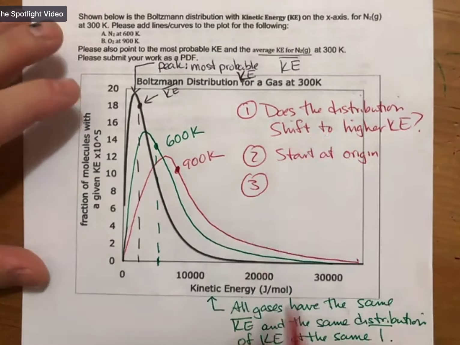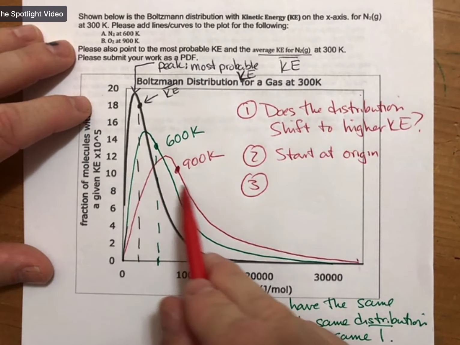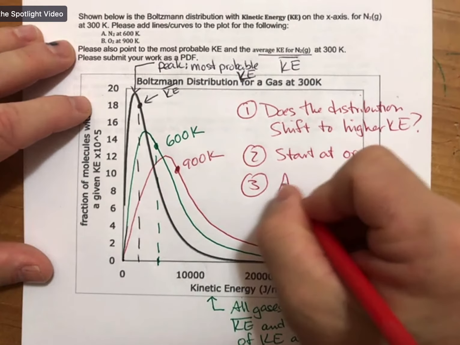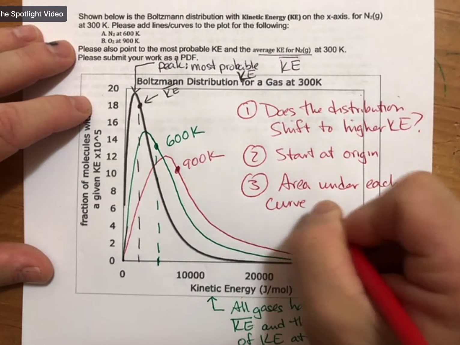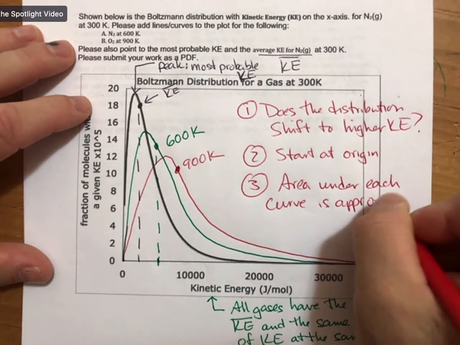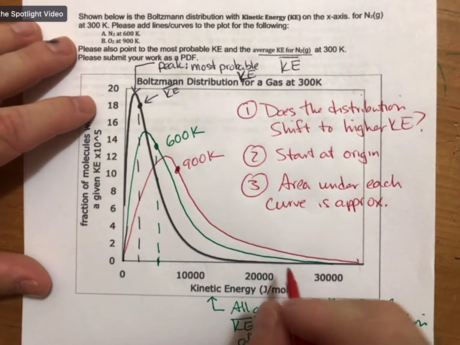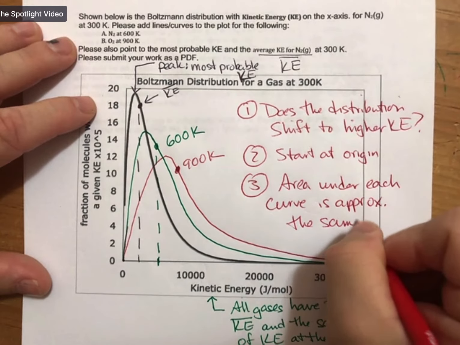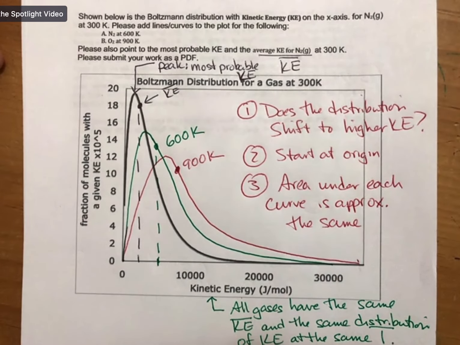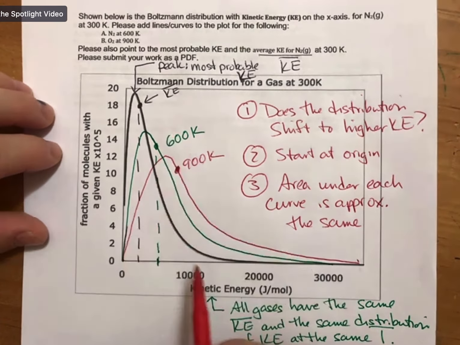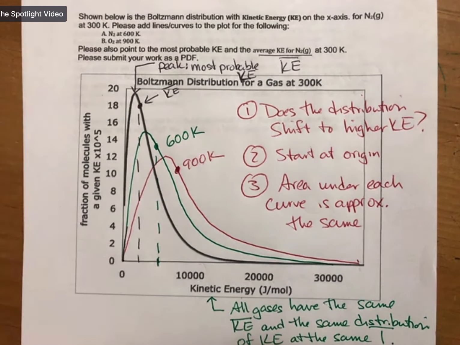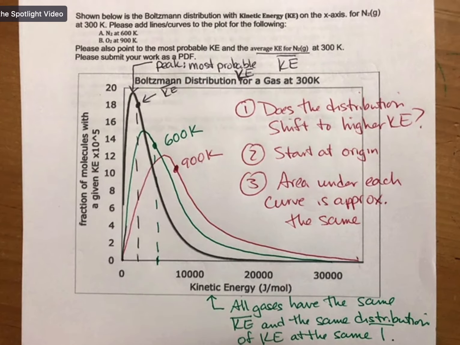I guess the third thing would be that the area under each curve is approximately the same. And they don't have to be exact, but I also don't want them to be super different. Okay. And again, this is for kinetic energy, and kinetic energy is different at different temperatures for all gases. Okay.